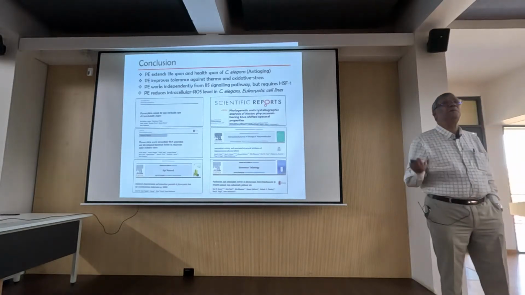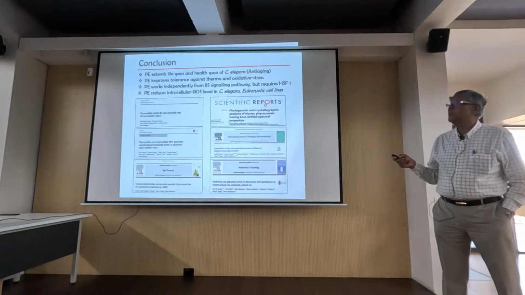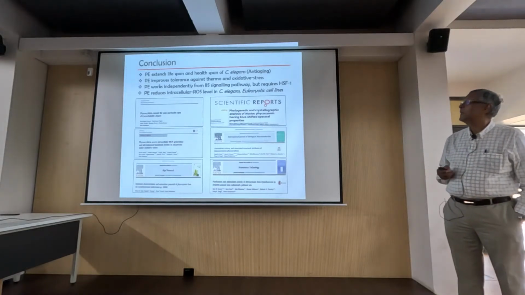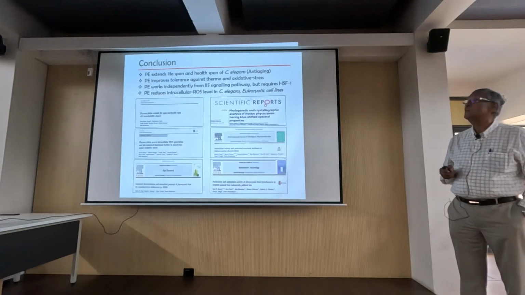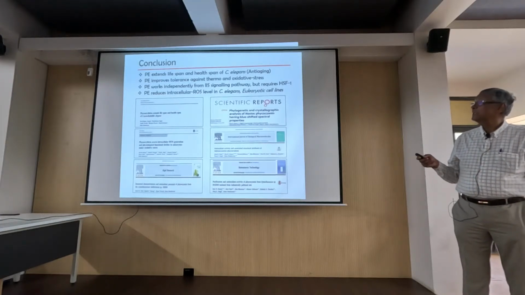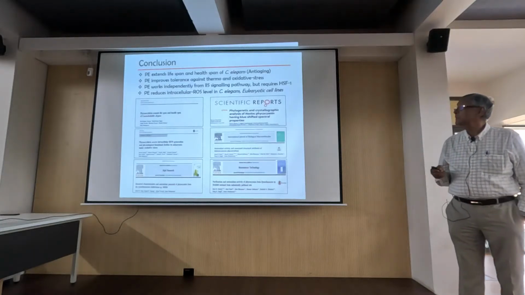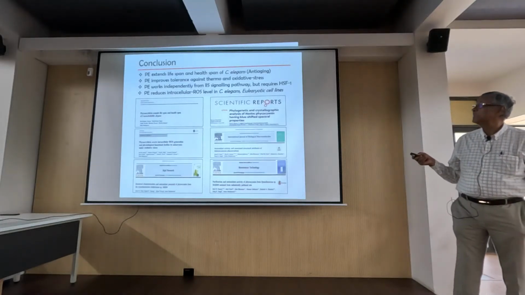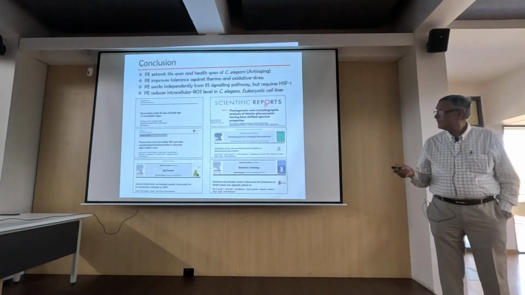And basically what I want to say is that P is responsible for expanding the lifespan and health span of C. elegans. It improves the tolerance against thermal and oxidative stress. It is independent of the IGF signaling, that is the insulin growth factor, and it reduces the intracellular level of ROS. These are all the things which are happening in this.